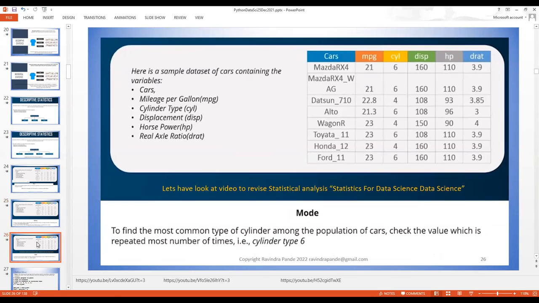And there's a mode to find the most common type of cylinder among the population of cars. Check the value which is repeated most of the time. So it's cylinder type 6. So there are 1, 2, 3, 4, 5, 5 car models of 6 cylinder and 3 of 4 cylinder, right?